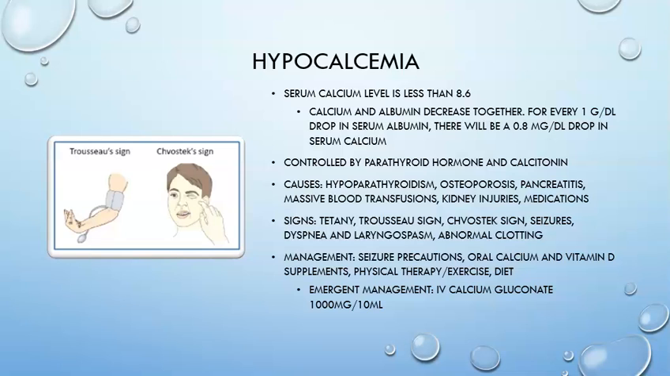We're going to give them oral calcium and vitamin D supplements. Calcium is much better absorbed when it is given with vitamin D. These patients will need physical therapy and exercise and diet education. If they need emergent management, and their calcium levels are extremely low, we're going to give them IV calcium gluconate, because they are going to need it quicker than oral replacement will fix the problem.